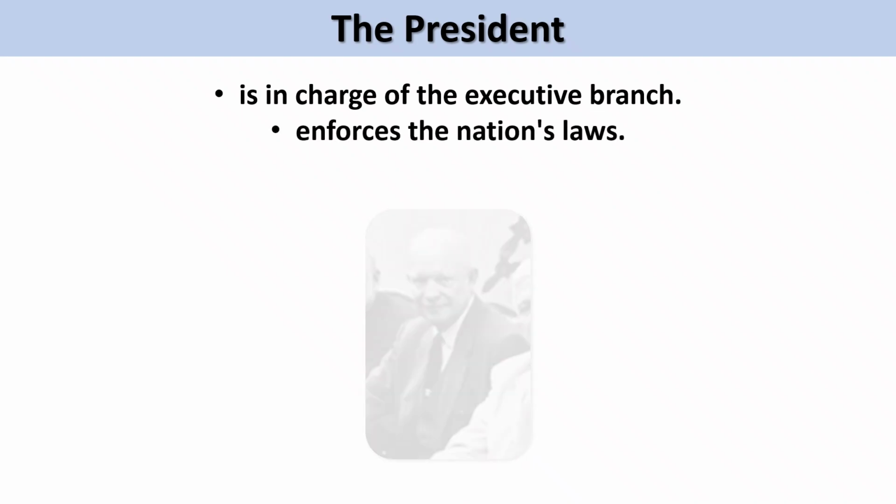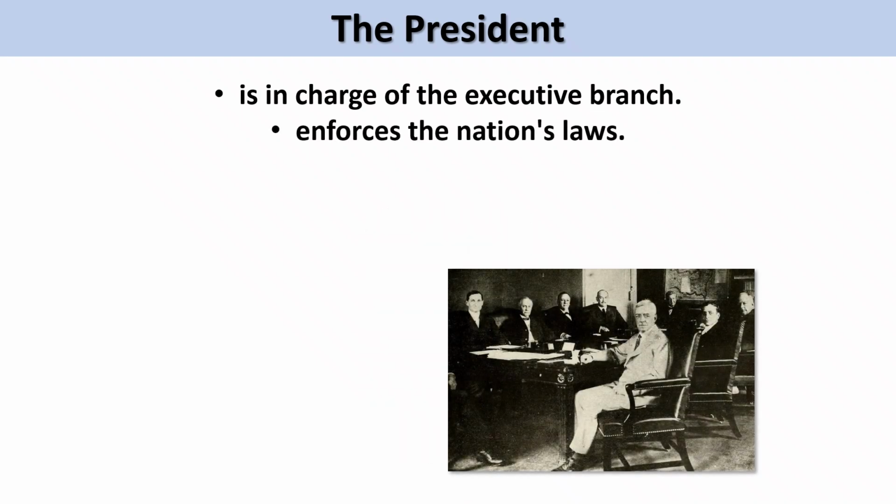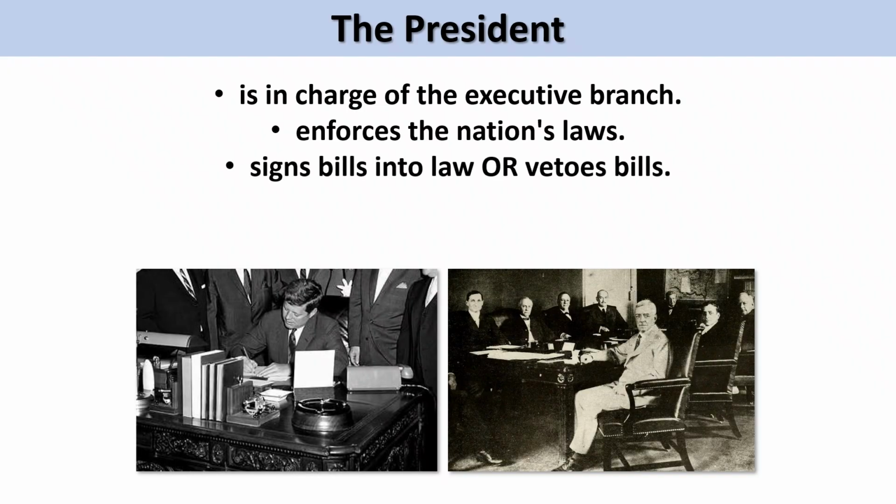As head of state, the president enforces the nation's laws. If needed, the president can command federal law enforcement to take specific action to counter illegal activities. The president also signs bills into law or vetoes bills passed by Congress. Vetoing bills is a key way the executive branch can check the legislative branch.